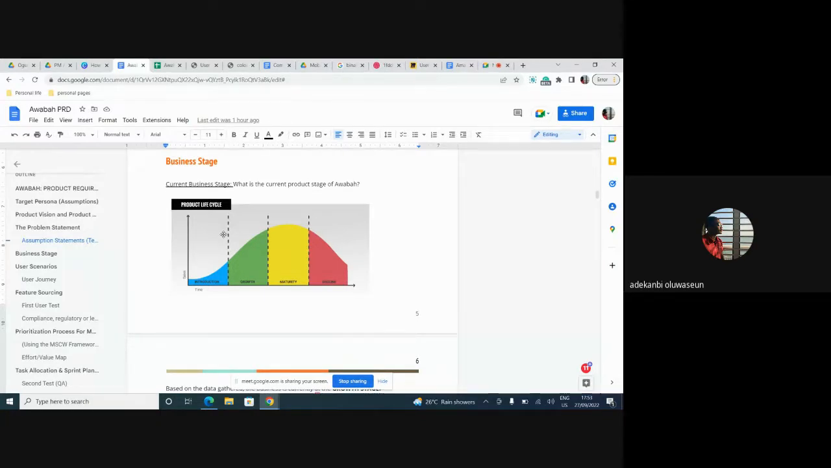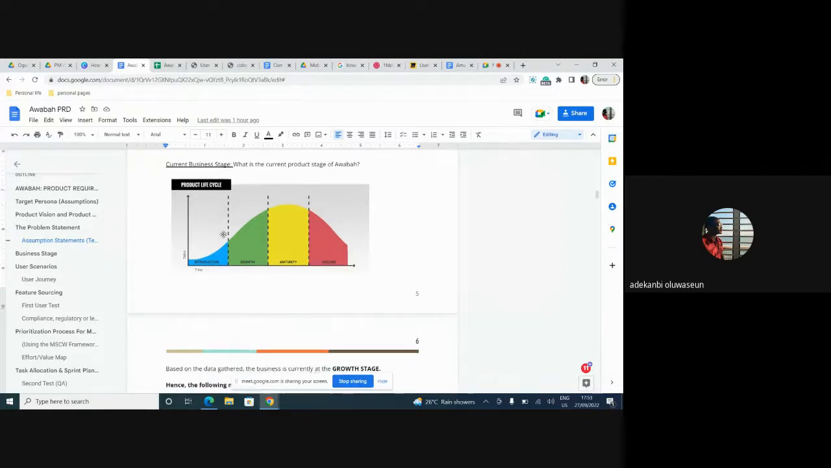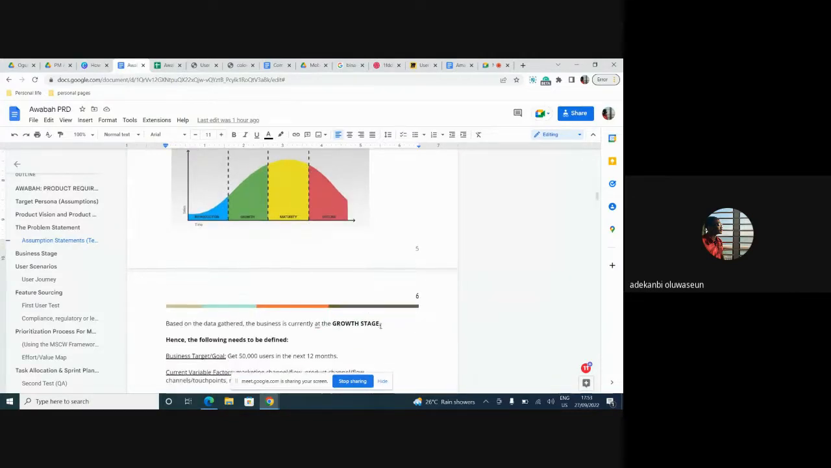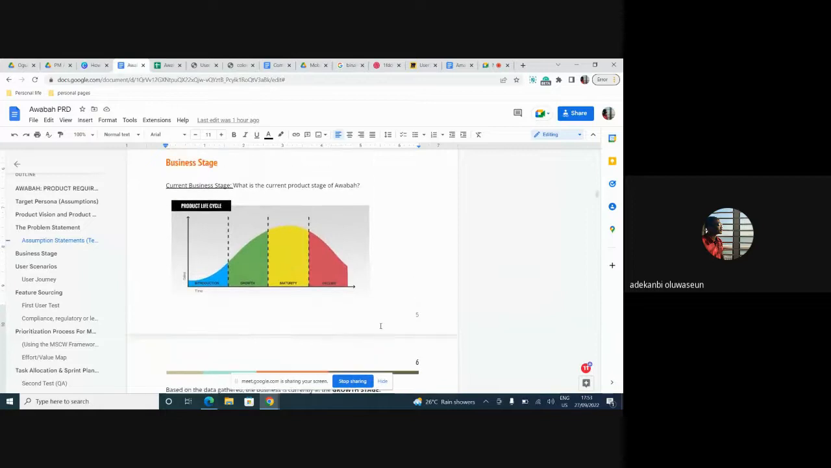Now, the best way to answer this is you first highlight what stage this business is at. So in this case, I said, okay, what's the current stage of our bar? So I highlighted that our bar is in the growth stage. Obviously, when a business is in the growth stage, it means that they've already gotten some customers, they have maybe some sort of revenue, they are scaling, right?